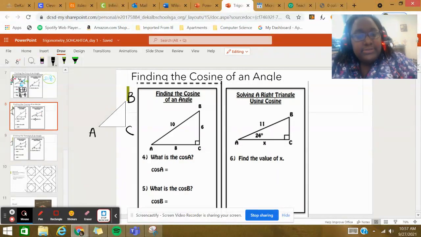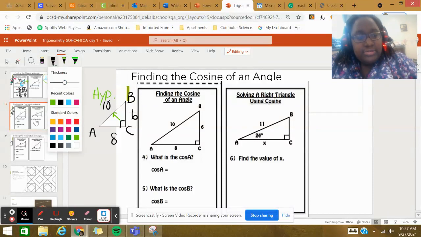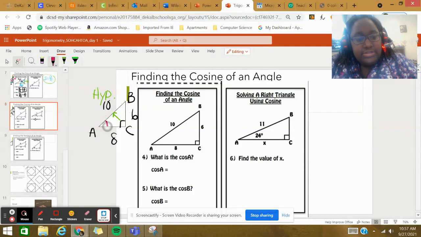So I got A, B, and C. This is 10, 6, and 8. This is my 90-degree angle. And again, from here, I'm just going to label my sides. So this will be my hypotenuse, HYP. Now, again, I'm going from A. So let's change colors here. From angle A, I just put my angle marker in. This will be my opposite side, OPP. And then finally, my adjacent side will be AC. And I'm going to put this as ADJ.